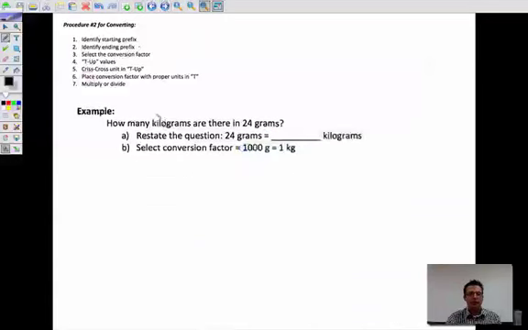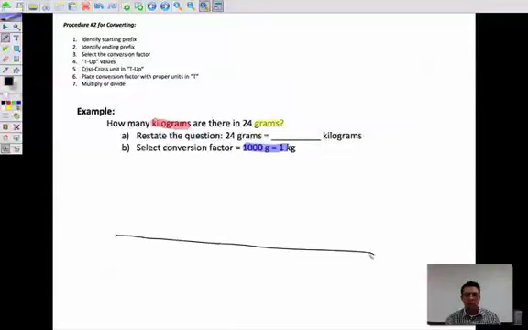Let's try another one. Identify the starting prefix. How many kilograms are there in 24 grams? So we're going to identify the starting prefix, which is grams. Identify the ending prefix. How many kilograms are there? Select our conversion factor. 1,000 grams equals 1 kilogram. Step 4, tee up the values. Remember, our starting unit always goes in the upper left-hand box. So our starting number is 24 grams.